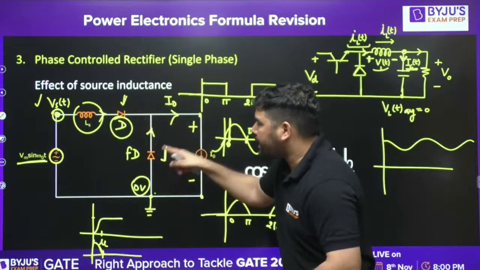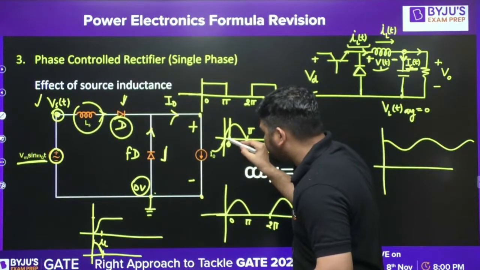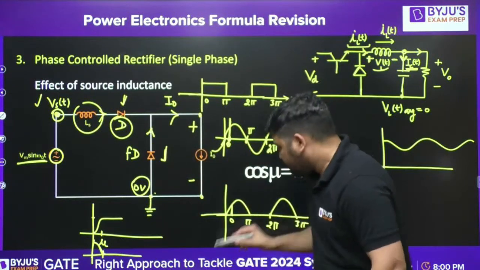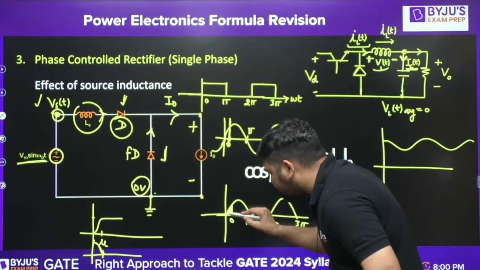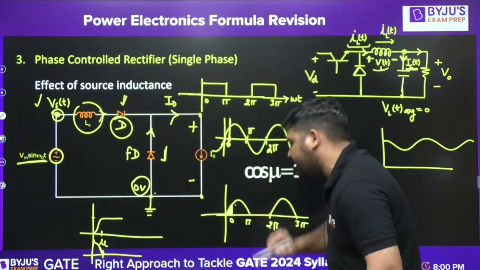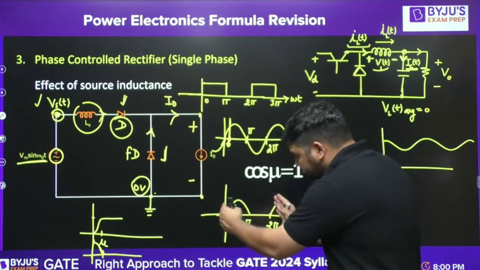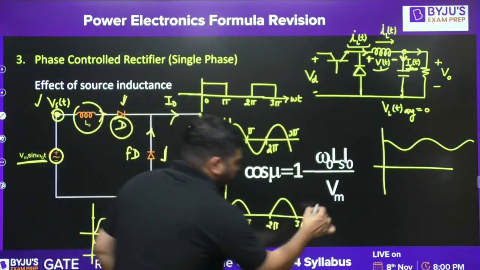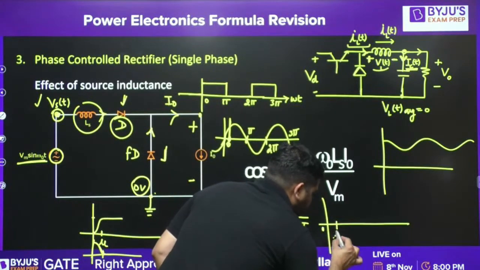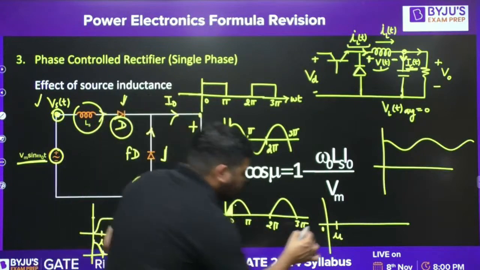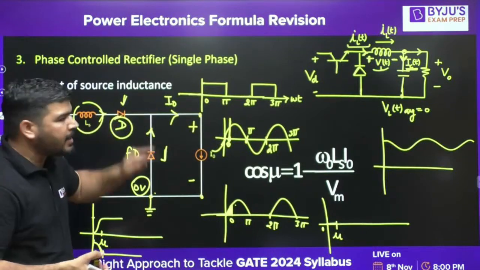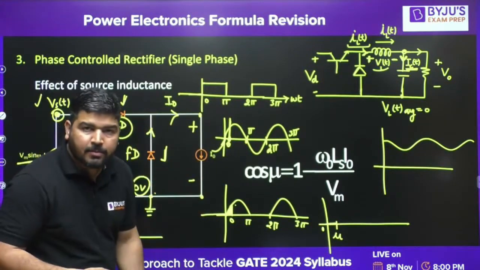If both diodes are conducting during this mu interval, the output voltage will be 0 because the freewheeling diode is also conducting now. You cannot say that the output voltage will be the same as VST. So there will be some loss in the average output voltage. The output voltage wave shape will be like this. From 0 to mu, there is overlapping. If there is overlapping, voltage is 0.